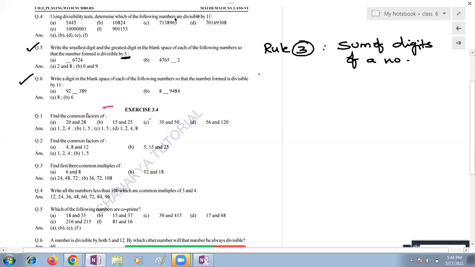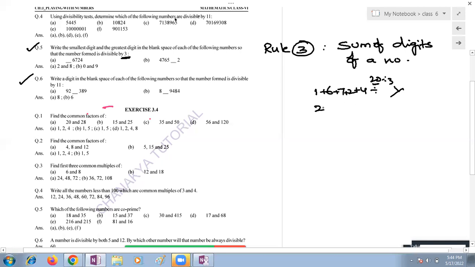Suppose I take the number 1, 6, 7, 2, 4. You check in your mind: 1 plus 6 is 7, 7 plus 7 is 14, 14 plus 2 is 16, 16 plus 4 is 20. 20 is not divisible by 3, so it is not true. Go with 2. 2 means you will get 21.